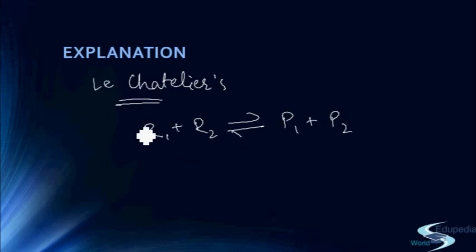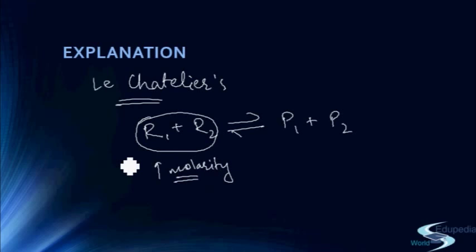Okay, so now here, if I increase the concentration of my reactants, what is the change which I have applied? I have increased the concentration, I have increased the molarities over here on the left hand side. And what will the system do? Whenever I make some change at equilibrium, the system will counteract that change.